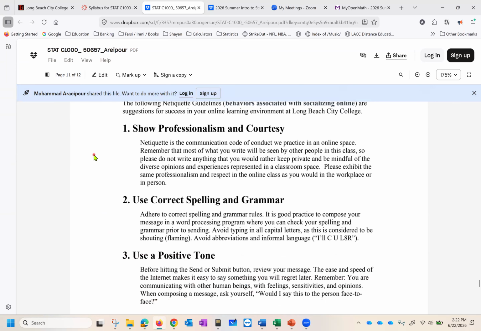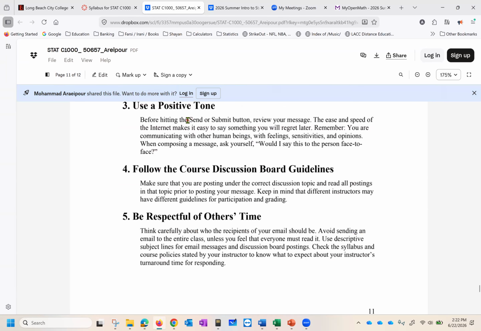You're a college student, so when you send an email, you send an email. You're not sending a text. Okay. Use correct spelling and grammar. Make sure there's a subject line. Make sure your full name is there. I don't know who you are unless you put your full name there. And in short, we want to use a positive tone. That's all. So I hope it's clear to everybody.